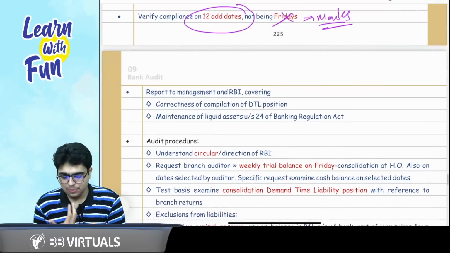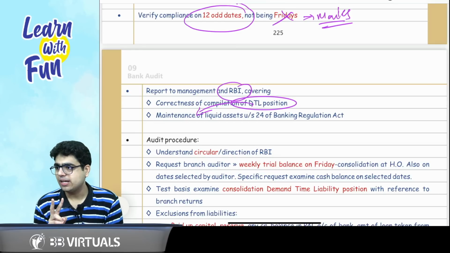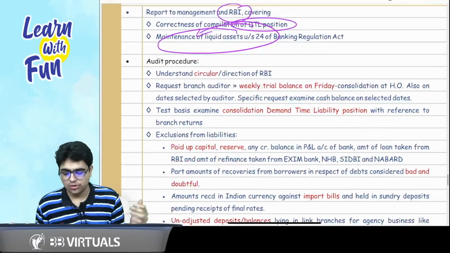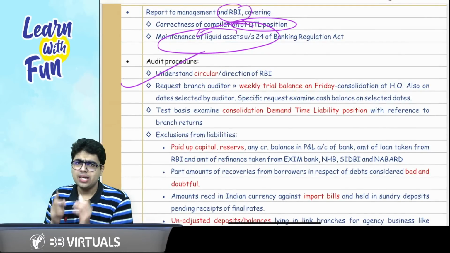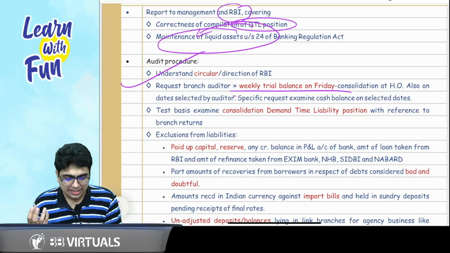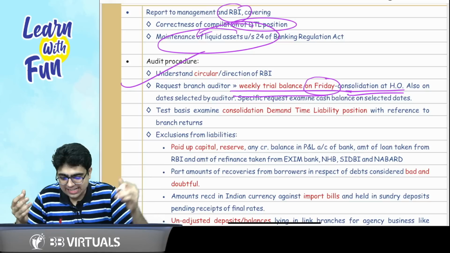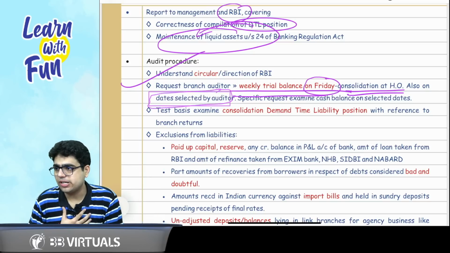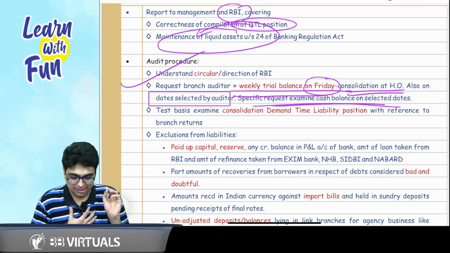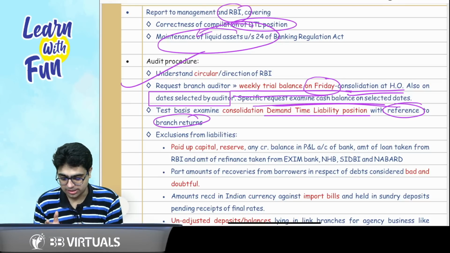Plus, report to the management and RBI regarding two things: demand and time liability position and maintenance of liquid assets under Section 24 of the Banking Regulation Act. So as an auditor, what do you need to do? Understand the circular requirements of RBI. See how the accounts are consolidated at the head office, for which weekly trial balance is sent on Friday for consolidation at the head office. Also, on the dates which you have selected as an auditor, which are not Fridays, request the branch auditors to sit and verify the cash balance. Examine the consolidated demand and time liability position with reference to the branch returns.